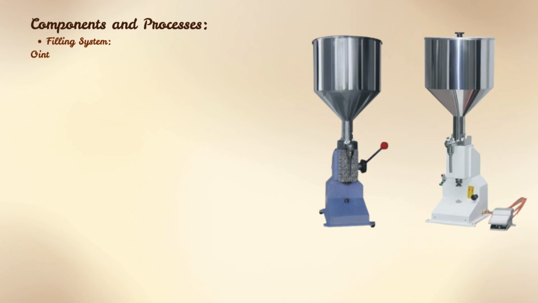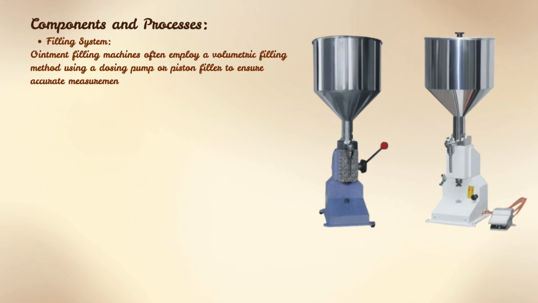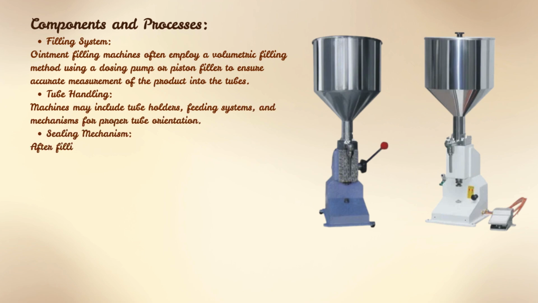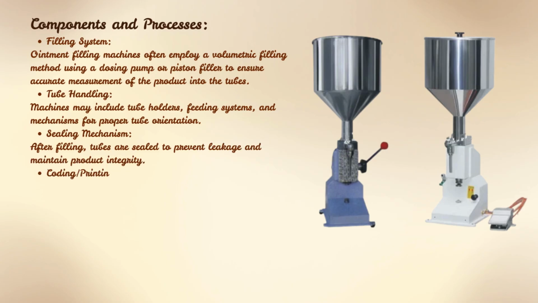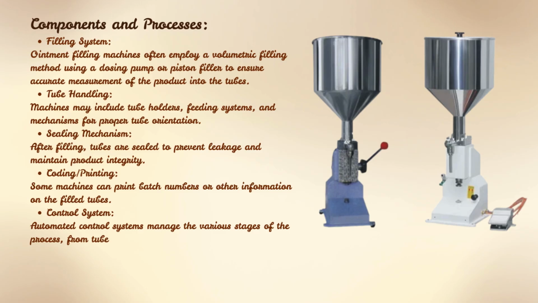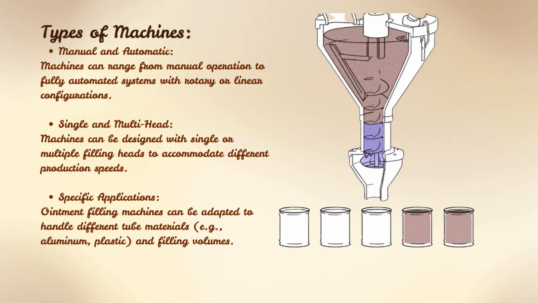Components and process of the ointment filling machine. It has a filling system. Ointments are filled through this. Tube handling is used to feed the tubes. Next is the sealing mechanism. After the filling process, it is sealed with special equipment, followed by coding and printing. Some machines can print on the tubes. Finally, the control system. The entire process is automated.